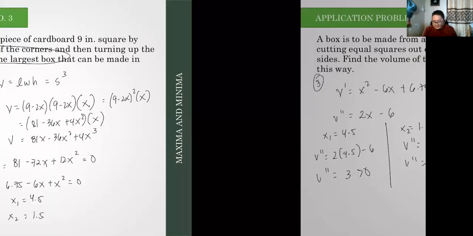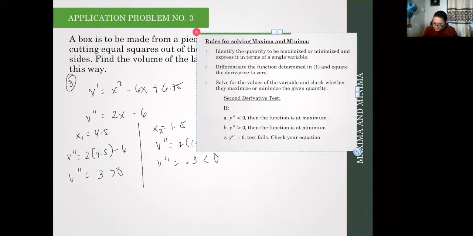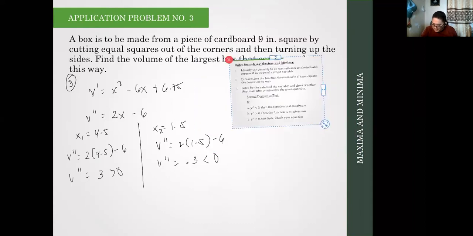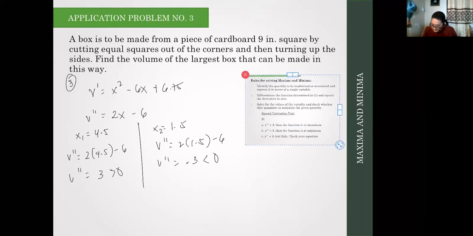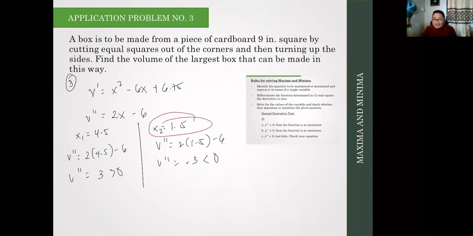Anong kailangan natin? Kailangan natin is maximum. Okay? So, mula dito, maximum yung kailangan natin. Maximum tayo, so dapat less than 0. So, alin ang less than 0? Ito. So, ibig sabihin ng kailangan nating value is, o gagamitin nating value is si 1.5. Okay? So, once na na-identify natin na si 1.5 yung magbibigay ng maximum value, kunin natin yung volume.